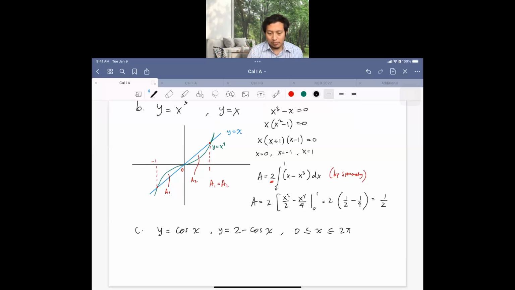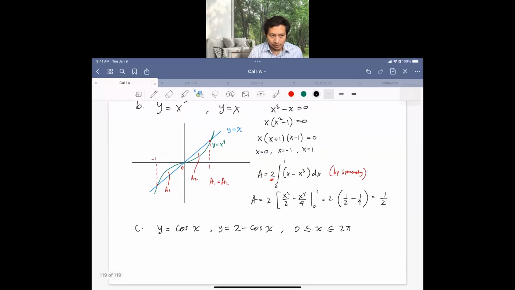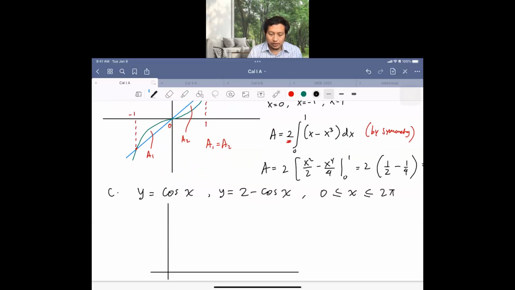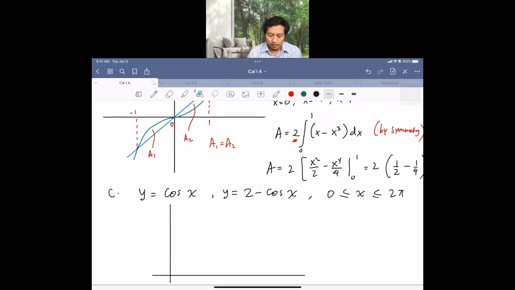I think I will let you try the last one. I will give you the graphs. If you take the graphs, if you start by taking the cosine, maybe this is 1. It's going down and then going up. This is y equal cos x.